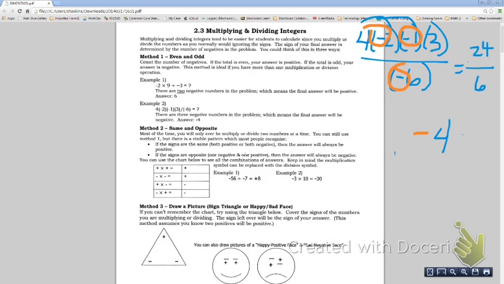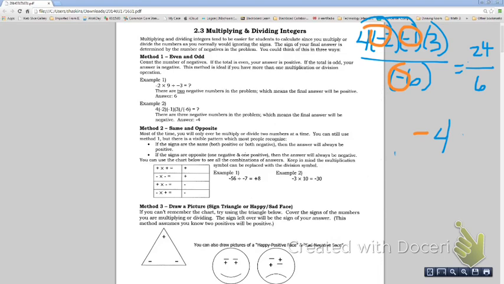So the advantage of using the even and odd method is that you can have a very large, complicated problem and you wouldn't have to worry about your sign until the very end of the problem. The second method is same and opposites. Same and opposites you will use whenever you're only multiplying two numbers together or dividing two numbers together, which is more typical than having a big complex problem. So when you're just multiplying or dividing two numbers together, you can use the same and opposite rule.